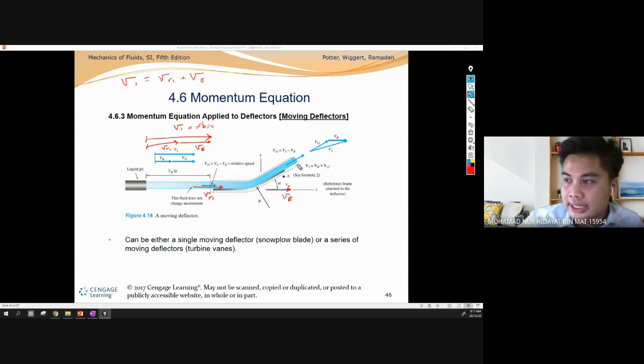And we go to point number 2. This is point number 1 and this is point number 2. We look at here, this is point 2. Once the velocity reaches the outlet here, we call it VR, still VR, relative to this frame. This is relative to this deflector, VR2.